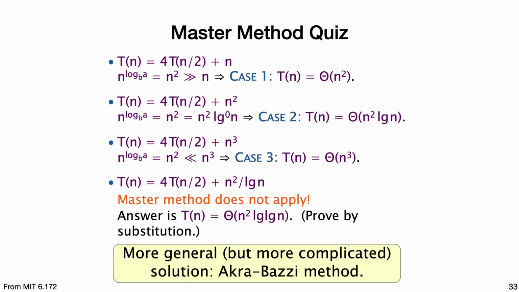And the last one, this function f of n equal to n squared log n, is hard to compare with n squared. It doesn't fit into the three cases, so the master theorem does not apply, but you can prove it by substitution. You won't have to do this. It's just a little extra.